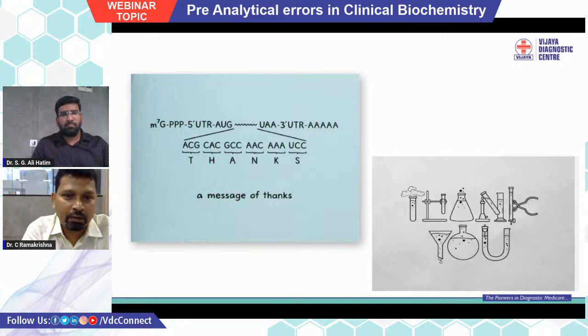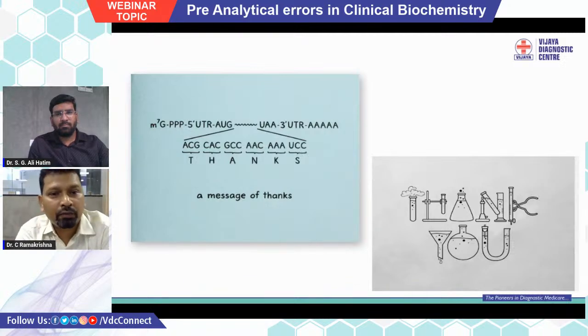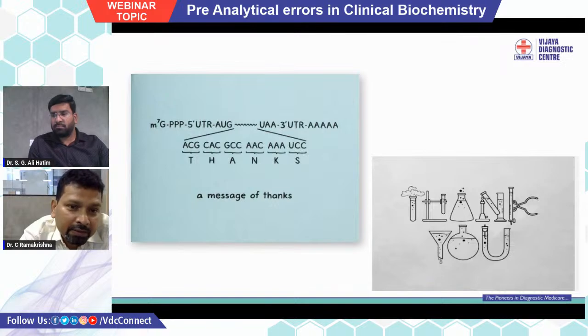So in summary, the various causes for pre-analytical errors may be because of lysis. The most common cause is a lysed sample, and then we have the lipemic and icteric samples. And there are various drugs like the antibiotics, the acetaminophen. All these drugs lead to abnormal creatinine levels.